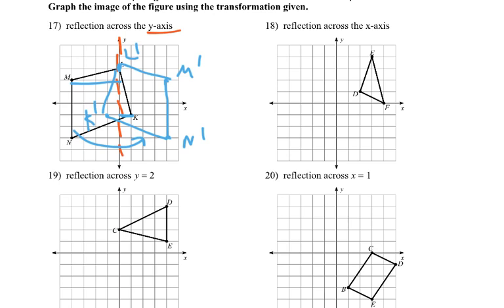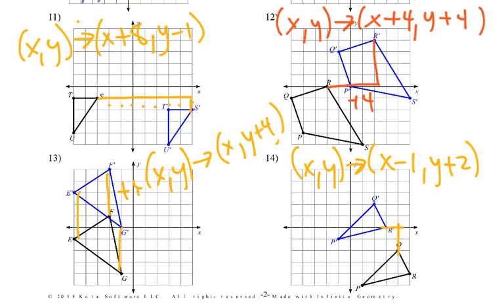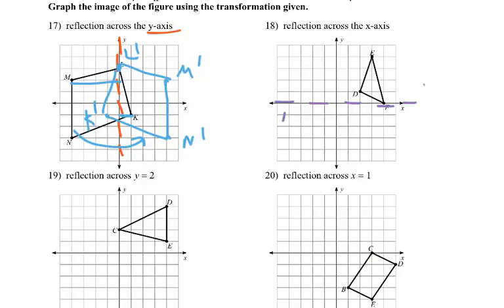All right, now 18, it's the x-axis. So now it's a horizontal line, so it's going to reflect the opposite way. Now, notice unlike the translations, the slides, okay, it's oriented a different way. Okay, so F is still on the line, so we stay F prime. E is above 3, so it's going to go below 3. So there's E prime. And D is above 1, so it's going to go below the line 1. And there's our mirror image.